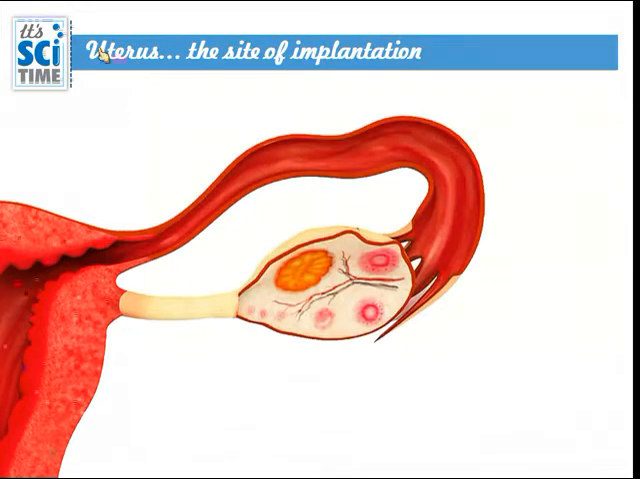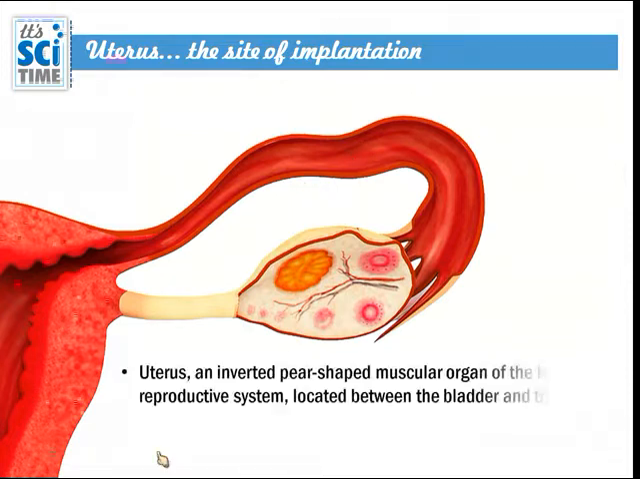Right. Uterus, the site of implantation. Here's the uterus. Once the sperm and the ova fertilize, they come and implant here in this wall. That is the implantation. The uterus is the site where implantation takes place.